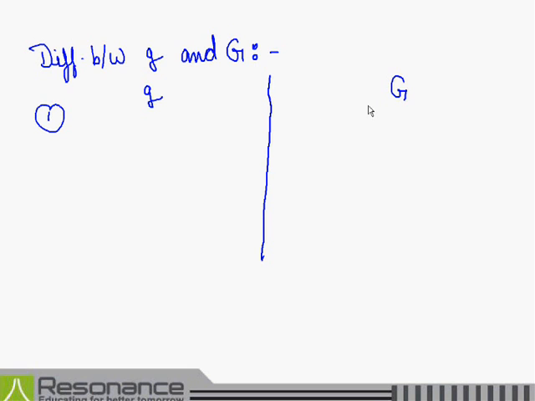Second, the value of small g is different at different points on the earth, while the value of capital G is same at every point on the earth surface.